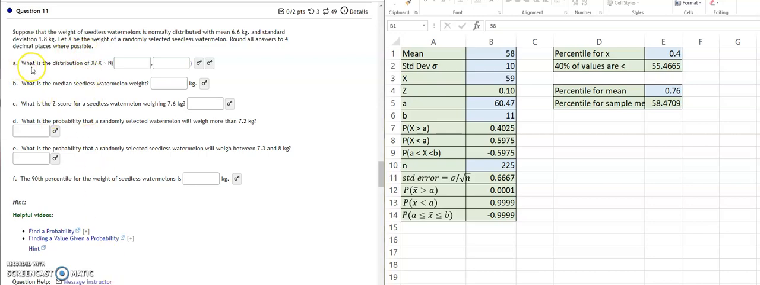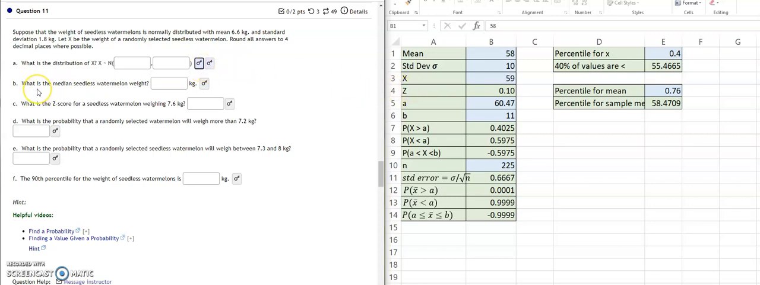So A is wanting to know what is the distribution of x. And we're following the standard notation of x ~ N and two values inside the parentheses, where the first value inside the parentheses is the mean and the second one is the standard deviation. As you can see in the paragraph below, they gave us the mean of 6.6 and the standard deviation of 1.8. So the first value right here is the mean, so we're going to put 6.6, and the second value here is the standard deviation, which we're going to put as 1.8. So as you can see, those are the two answers that we get here.